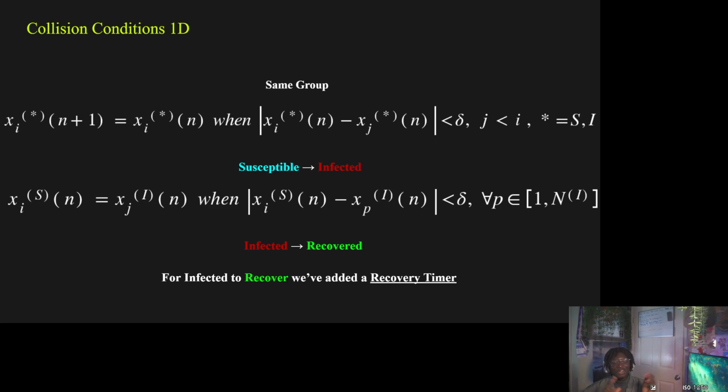So we define some recovery time, where we assume that once this recovery time has lapsed, the infected just naturally turns into a recovered individual. They just naturally become recovered, right?